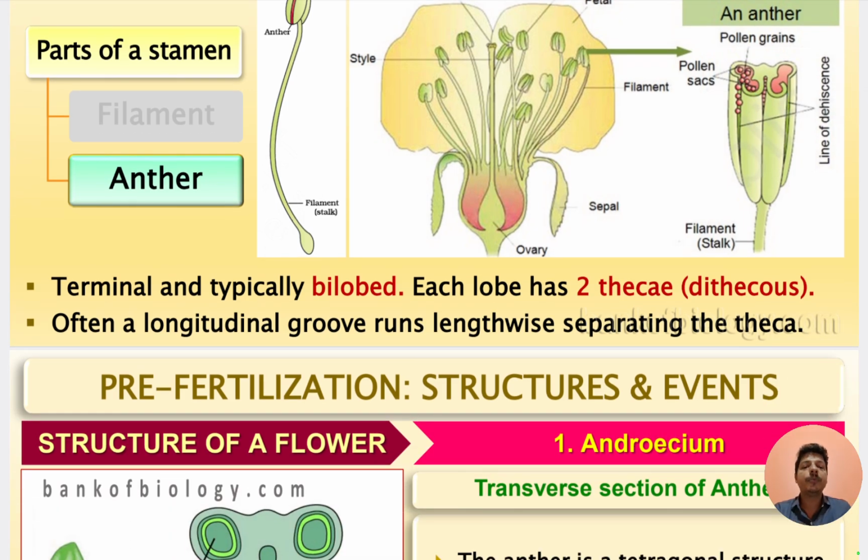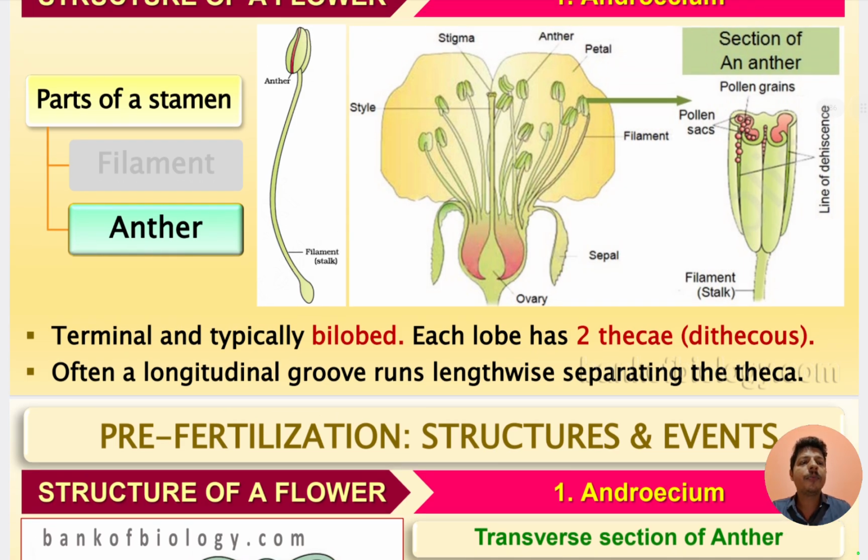Often a longitudinal groove runs lengthwise, separating the theca. This is the longitudinal groove, as you can see here, and this side is also the longitudinal groove. That is also called the line of dehiscence.